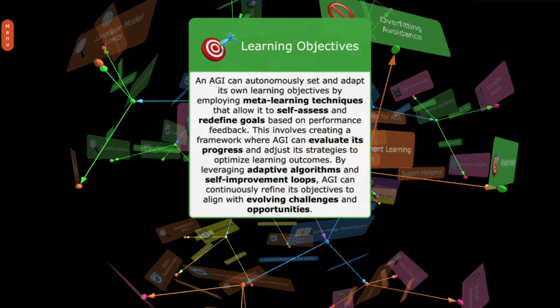An AGI can autonomously set and adapt its own learning objectives by employing meta-learning techniques that allow it to self-assess and redefine goals based on performance feedback. This involves creating a framework where AGI can evaluate its progress and adjust its strategies to optimize learning outcomes. By leveraging adaptive algorithms and self-improvement loops, AGI can continuously refine its objectives to align with evolving challenges and opportunities.